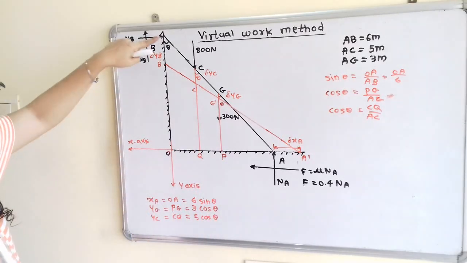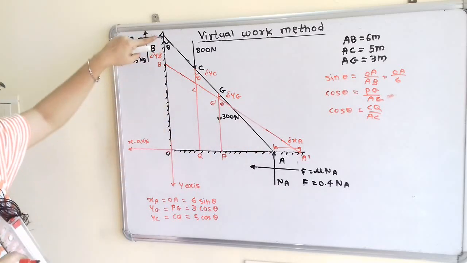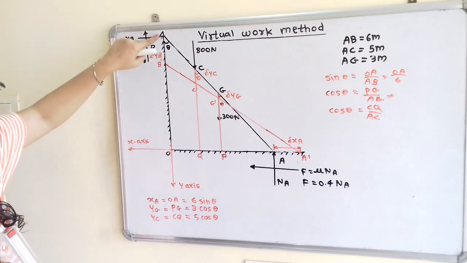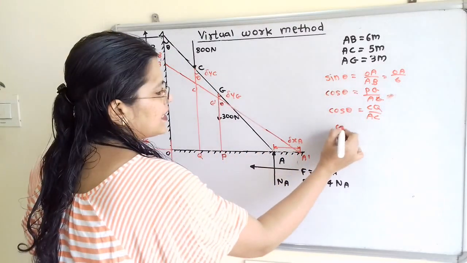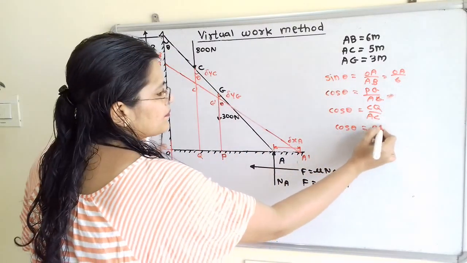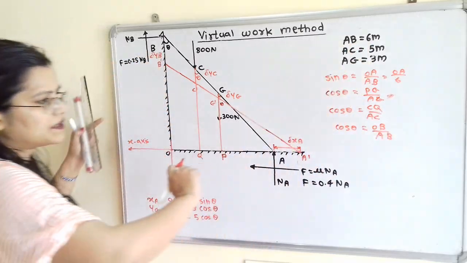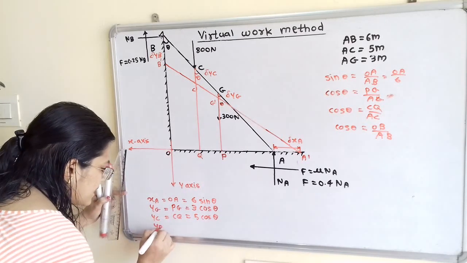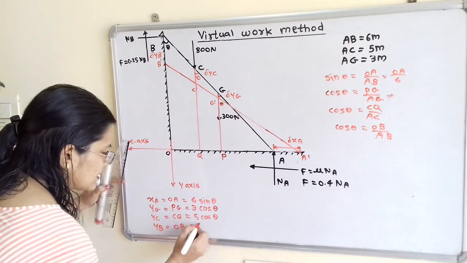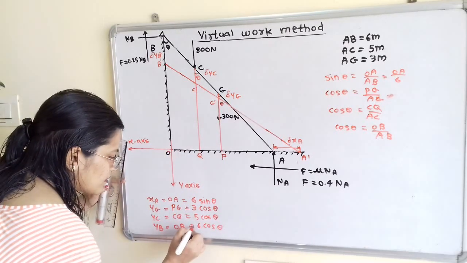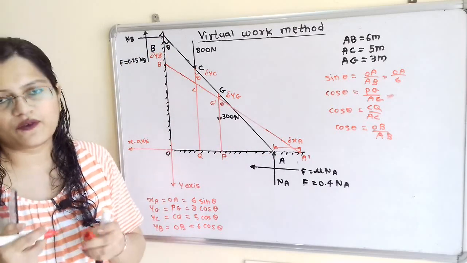And now the position of this point B. So again in the triangle BOA, the position of B, the O to B distance, how to find out? Suppose if I take cos theta is equal to OB divided by AB. AB is given 6 meter. So YB is equal to OB, which is equal to 6 cos theta. So these are the positions of the different points where the different forces act.